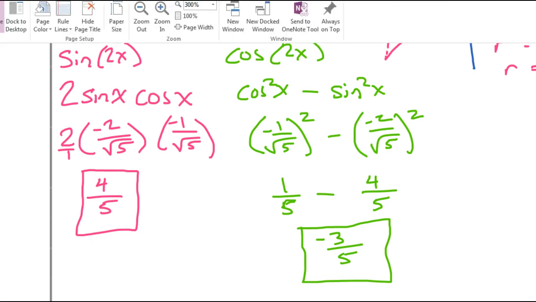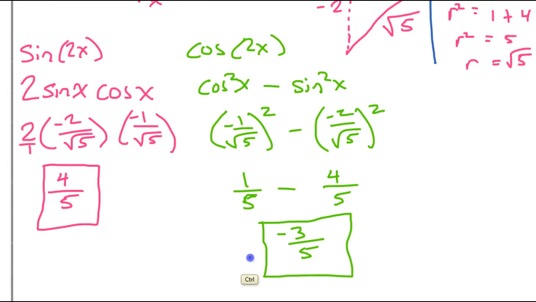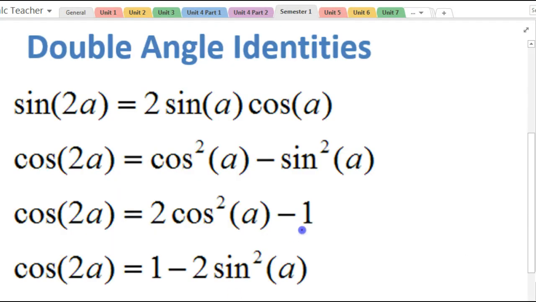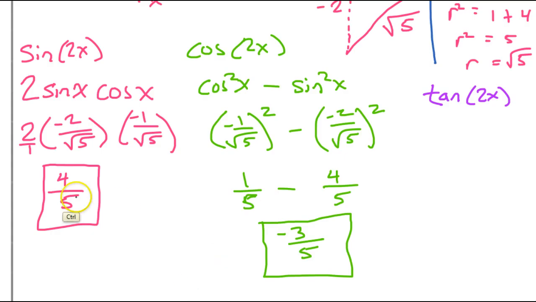That just leaves us to find the tangent of 2x. All right, now if you're smart about it, this should be very easy. We don't need to go back and actually use the formula for tangent, which is right here. I could, but we just now found the sine and cosine. And I know that tangent is sine over cosine. So this would be the same thing as sine of 2x over cosine of 2x.